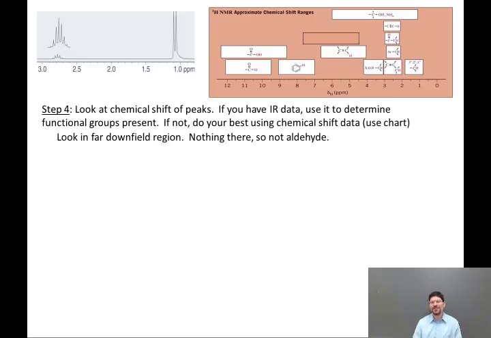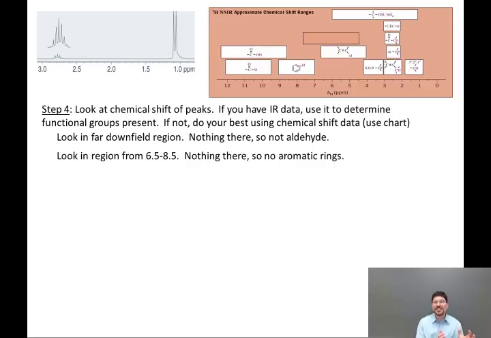You may ask me, well, what about a carboxylic acid? We already knew before we ever looked at the NMR spectrum that this molecule cannot contain a carboxylic acid. Why is that? Because carboxylic acids by definition contain 2 oxygens, and this molecule has only 1 oxygen. Okay, next, look in the region from 6.5 to 8.5. That's the aromatic region. Since there's nothing there in this structure, there are no aromatic rings.